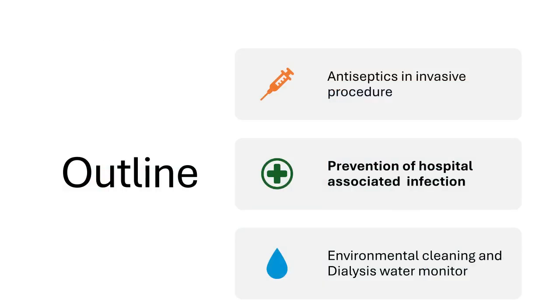For the second part of today's session, we'll focus on 3 key areas in infection control. First, antiseptics used in invasive procedures, especially for temporary dialysis catheter insertion. Second, prevention of hospital-associated infections, including how to reduce catheter-related bloodstream infections. And finally, we'll talk about environmental cleaning and dialysis water monitoring, which is essential for keeping the HD unit safe.